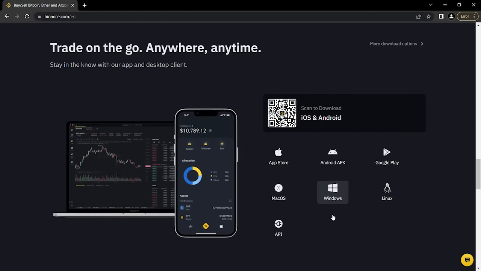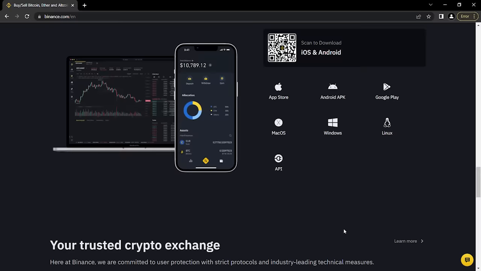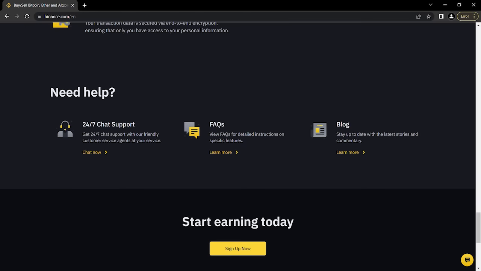Binance is available on Android, iOS, Windows, macOS as well as Linux, so you can trade anytime, anywhere.